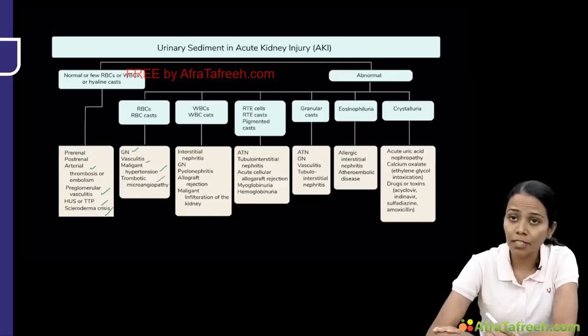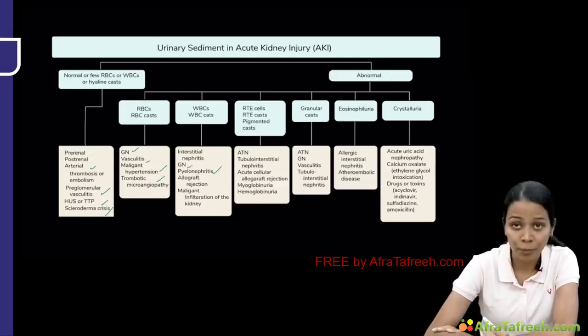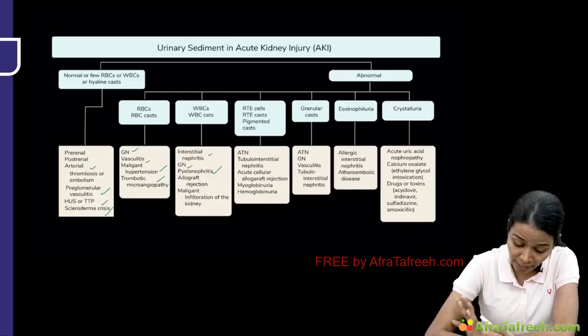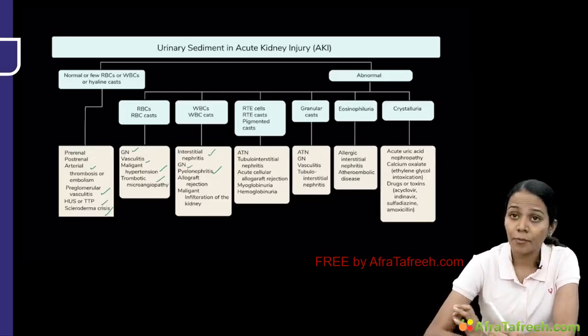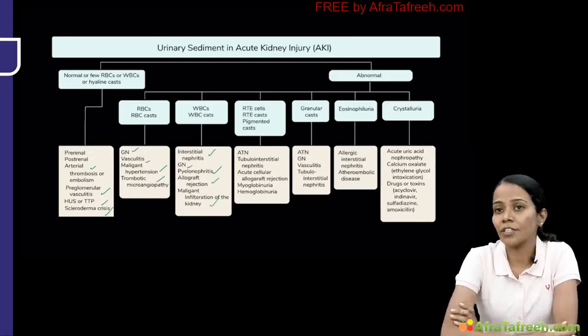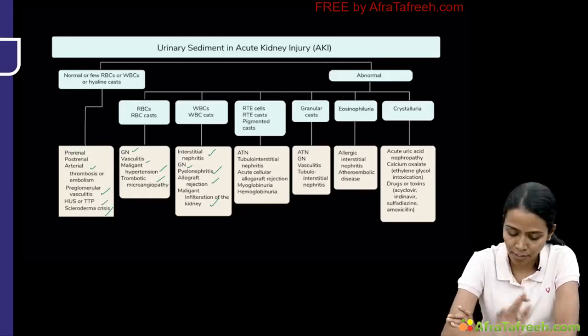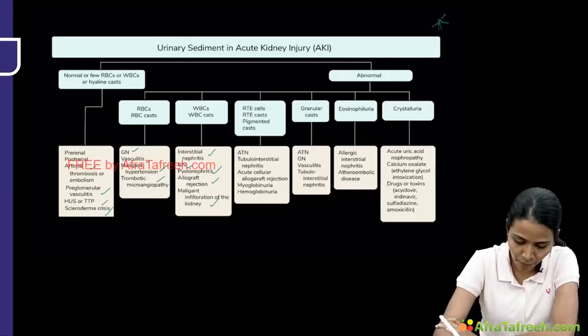WBC and WBC cast, it's mostly seen in infection, we know that is pyelonephritis. Apart from this, it can be seen in glomerulonephritis and interstitial nephritis also. Apart from this, when there is rejection in the kidney or there is malignant infiltration of the kidney like in lymphoma. So these 5 conditions you see WBC cast. This is a very important table for you to remember.